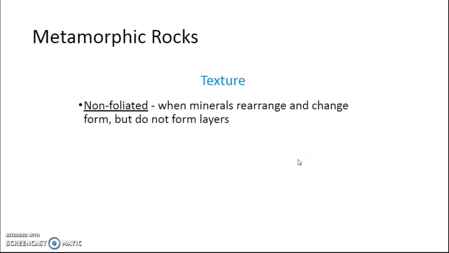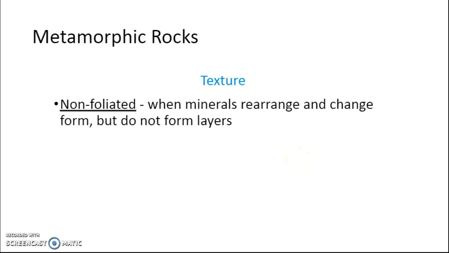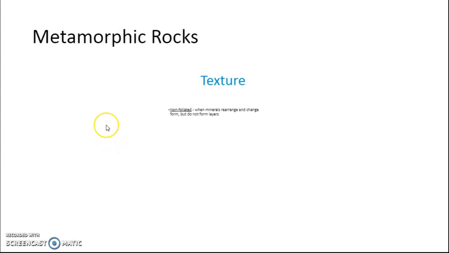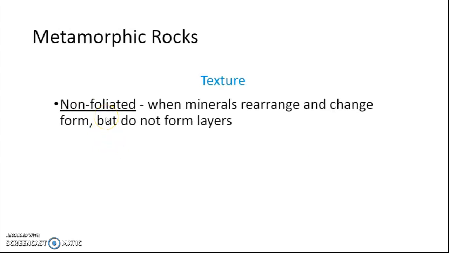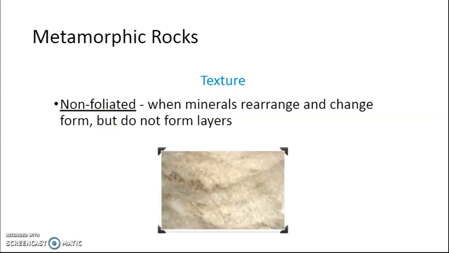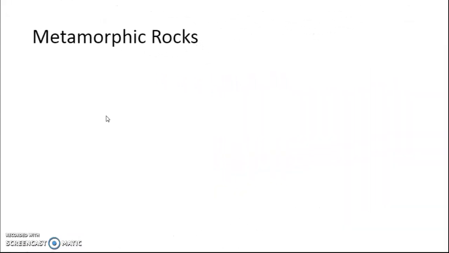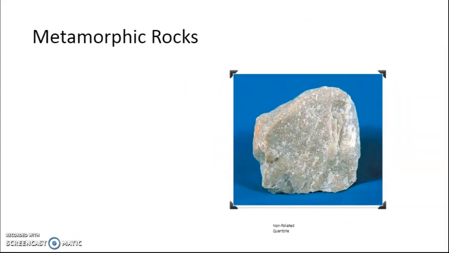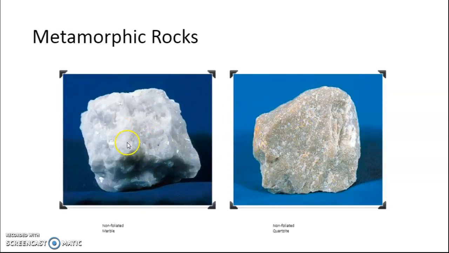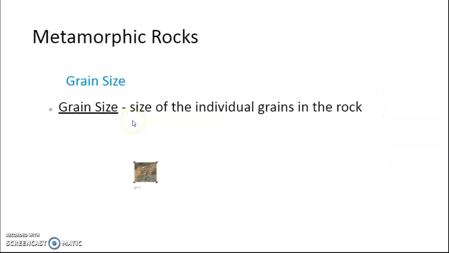Sometimes those rocks will not have any layers, and this usually happens when they've undergone extreme heat. And so we call those non-foliated rocks. The minerals rearrange and change form, but don't form layers. Here's an example of that, showing non-foliated quartzite and non-foliated marble.